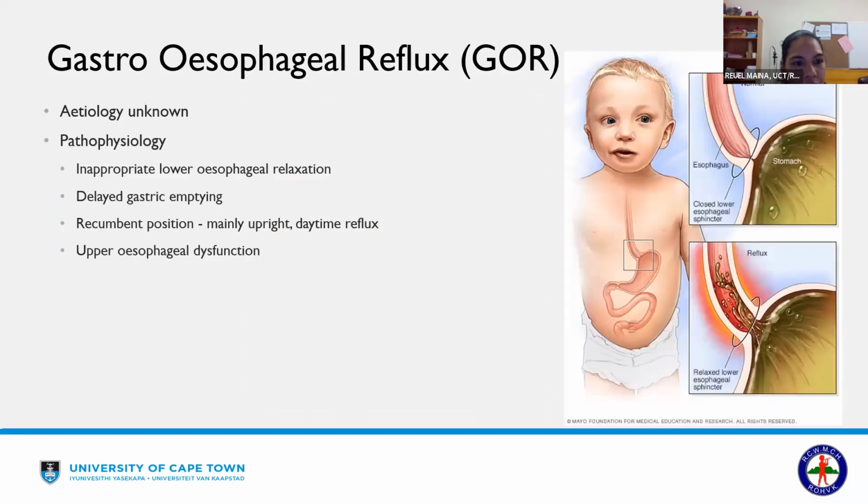The etiology of gastroesophageal reflux is still unknown. With regards to laryngopharyngeal reflux, the pathophysiology is fourfold: inappropriate lower esophageal relaxation and delayed gastric emptying. Often these patients have reflux in recumbent positions, but mainly upright and daytime reflux. There is also associated upper esophageal dysfunction.